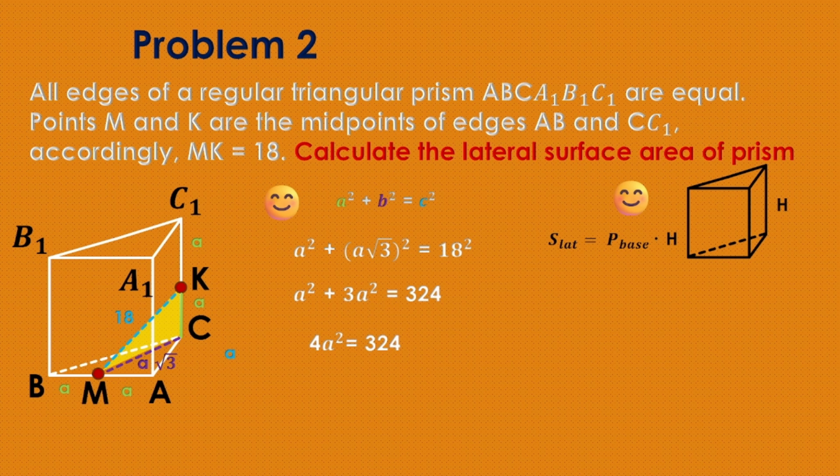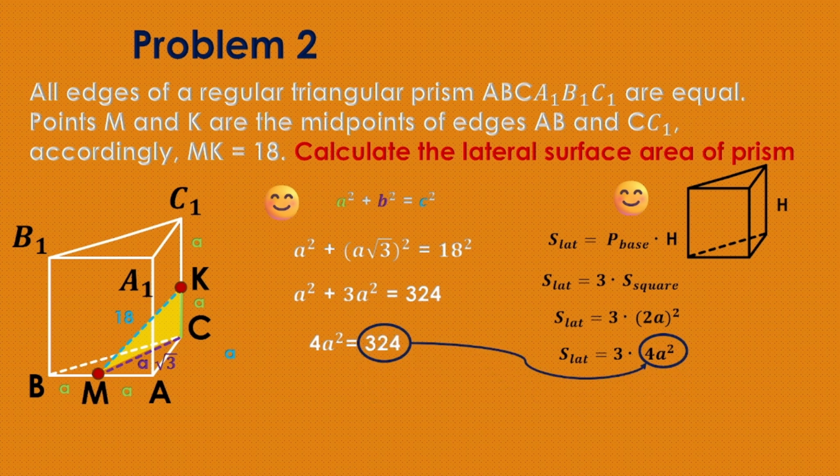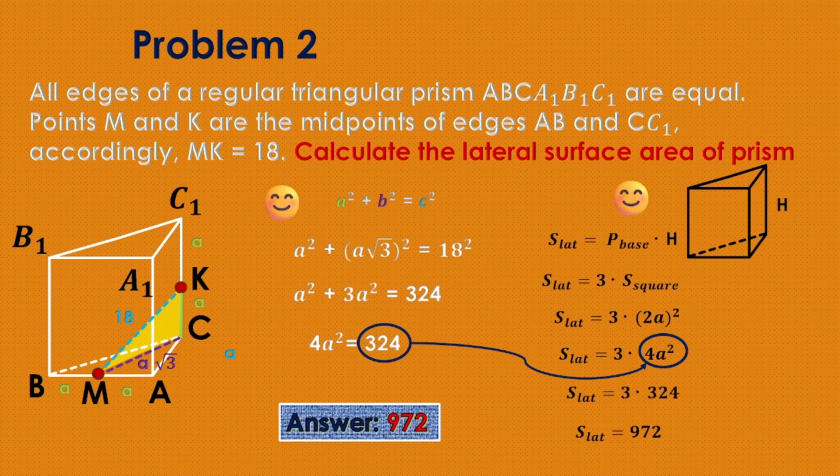Now it would seem that we should recall the formula for finding the lateral surface area of a prism. This is good, but we can take a shorter and easier path, because the lateral surface area in our case is 3 times the area of the square, and all the lateral faces are squares. So if one side of the square is 2A, then to find the area of the square, we need to take one side of the square and square it. Therefore, the lateral surface area of a regular triangular prism will be equal to 3 times 2A squared. We get 3 times 4A squared. Instead of 4A squared, we can substitute 324, and we get that the lateral surface area of the prism is 972. This will be our answer.